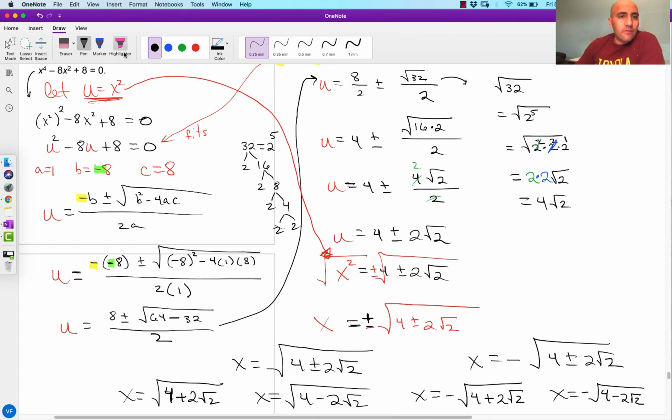Okay, so we end up with 4 possible answers. We have this one, we have this one, we have this one, and we have that one. We can leave it alone like that, or we can convert each one of those into a decimal approximation. And then, of course, in order to check to make sure that all of them work, we'd have to come back over here, plug them in for x, and figure out if they are actually going to give you a true statement.